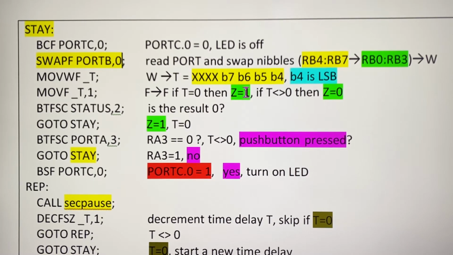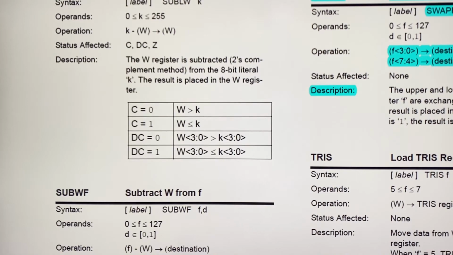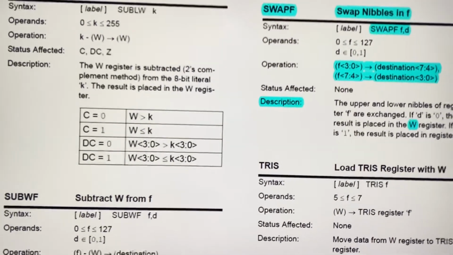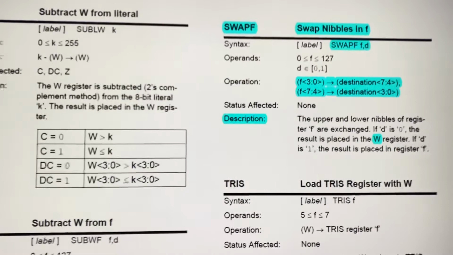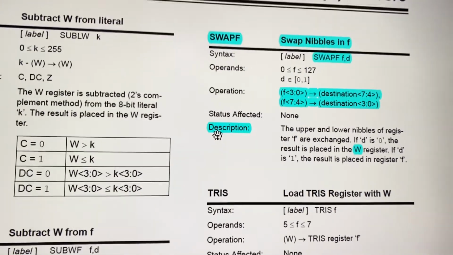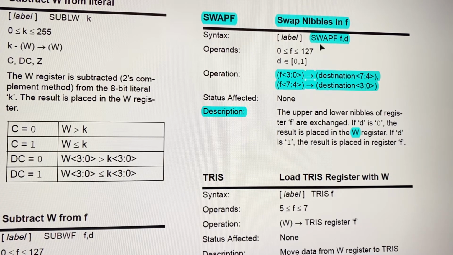And what happens in that instruction, let me clarify it a little bit, is right here. As you can see here, we have the swap, and in this instruction right here, we can see that this instruction swaps nibbles in any file. So this is the operation file. In any file, bits 0 to 3 go to bits 4 to 7, and bits 4 to 7 go to bits 0 to 3. So that's a swap.